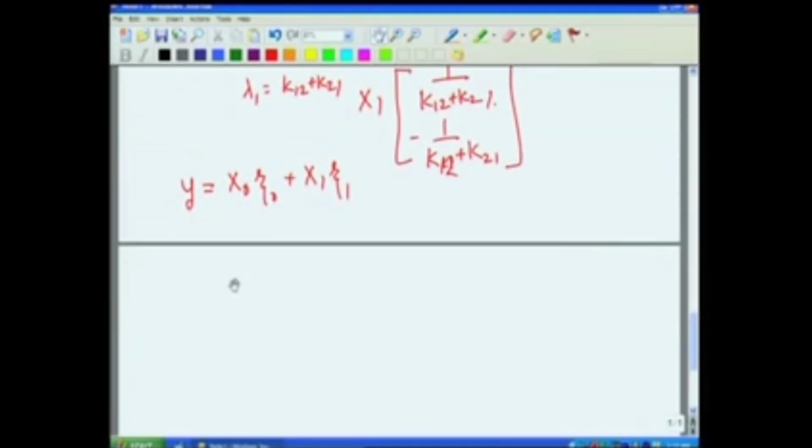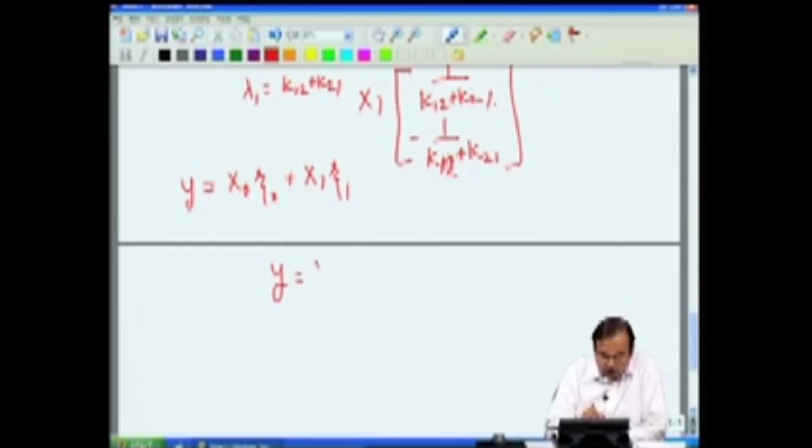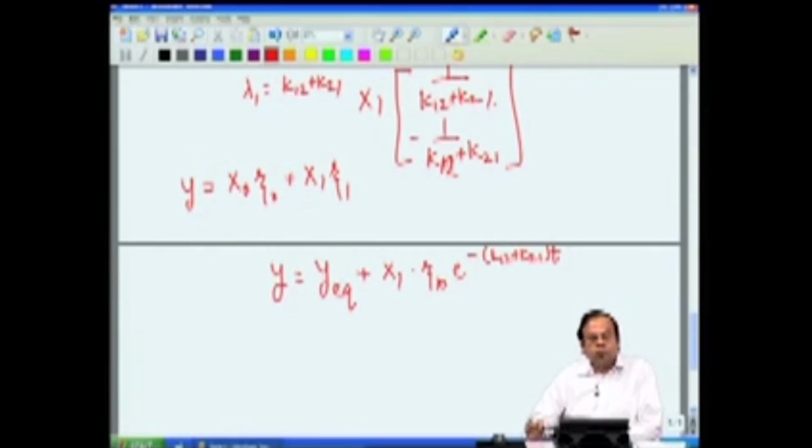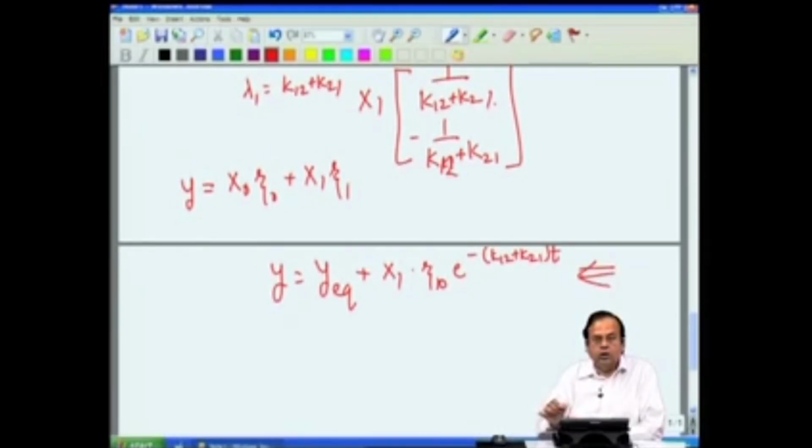What is zeta naught? Zeta naught is 1. So, we can write y as, x naught is y equilibrium plus x 1 into zeta 1 0 e raised to minus (k 1 2 plus k 2 1) into t. So, we are in a position now to find y from this particular relationship.